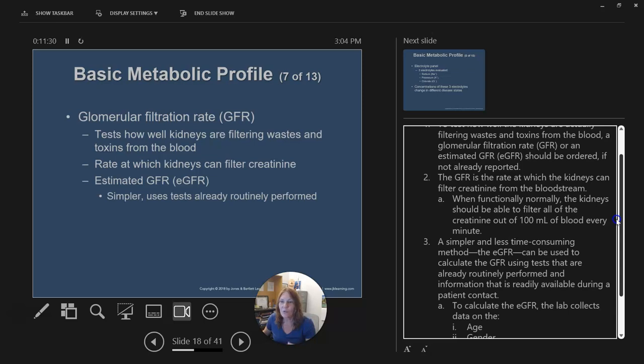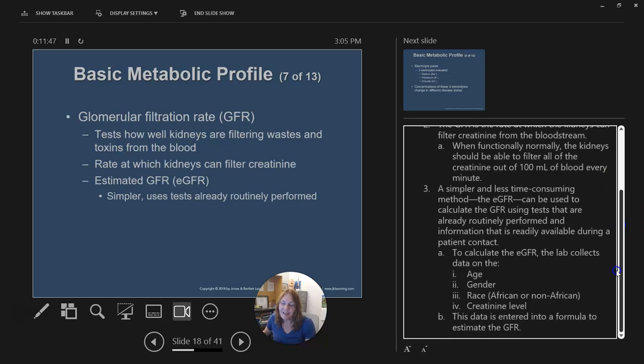So they should filter 100 milliliters of blood out per minute. A simpler and less time-consuming method, the eGFR, can be used to calculate the GFR using tests that are already routinely performed and information that is readily available during the patient contact. To calculate the eGFR, the lab collects the data on the patient's age, gender, race, and creatinine level. This data is entered into a formula and estimates the GFR.